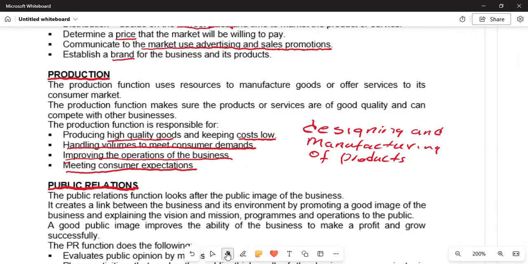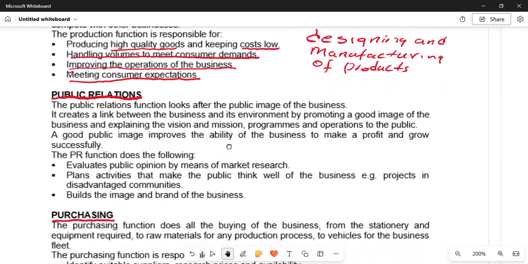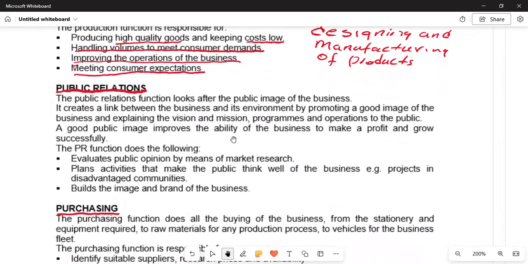Now I'm moving on to the public relations function. With the public relations function, this is where we are going to try to manage company reputation and image.